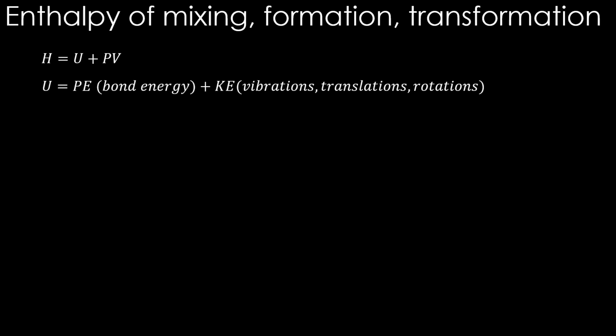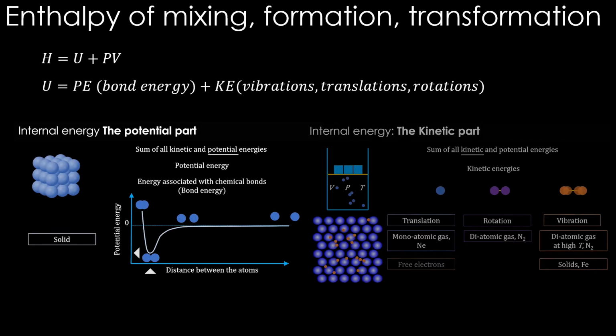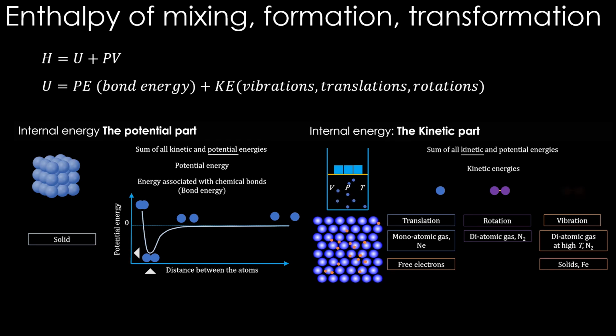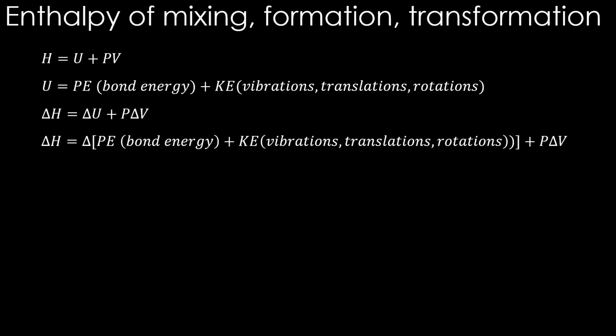Now consider processes like mixing of components in solutions, compound formation and phase transformations in materials. We can think about enthalpy change in these cases. H is equal to U plus PV. We have already seen what is internal energy. U is the summation of all the potential energy, which is the bond energy, and the kinetic energy, which is the energy of vibration, translation and rotation of atoms and molecules. When we say enthalpy change, it would be change in these quantities plus a work term.